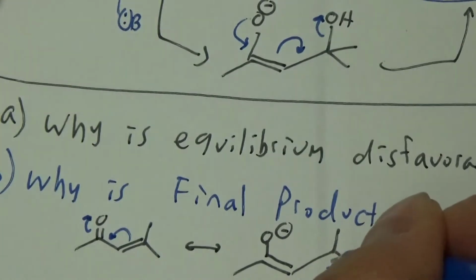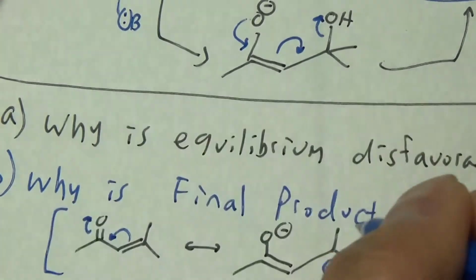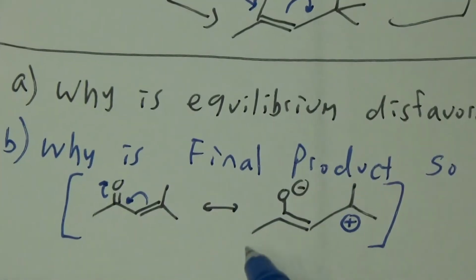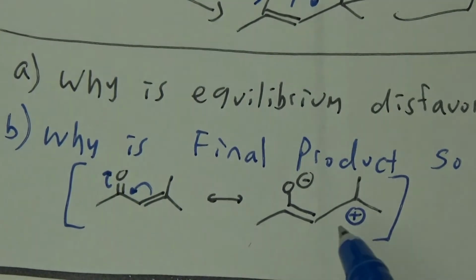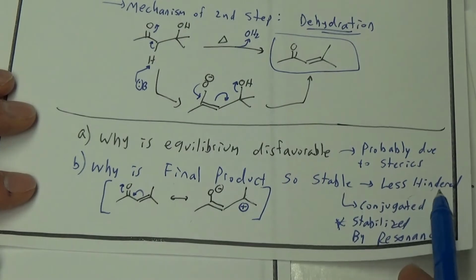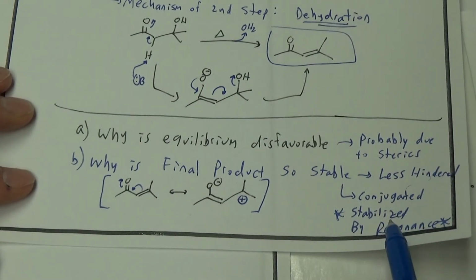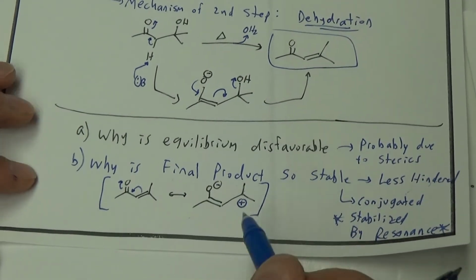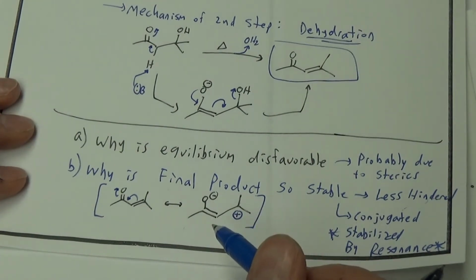That's a huge deal in terms of the stability of the molecule. That single resonance structure makes it really happy. Okay, so why is the product so stable? For one, it's less hindered. It's also conjugated, and it's stabilized by resonance. All right. One more question.